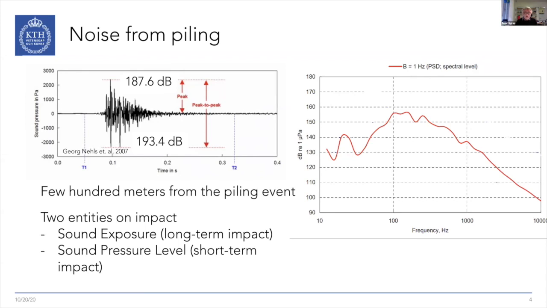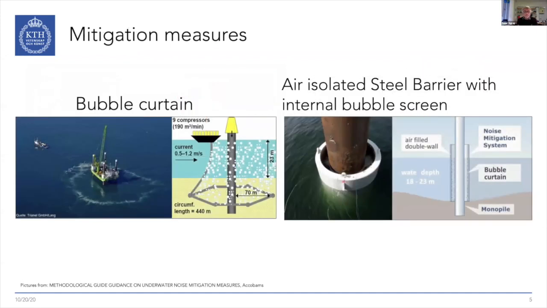Okay. Is there anything to do? Is there some kind of mitigation we can use? And yes, at least in Europe, there are two mitigation methods that are used, sometimes together and sometimes individually. But the most common one is the bubble curtain, as I showed to the left. And the bubble curtain is actually what it sounds like.